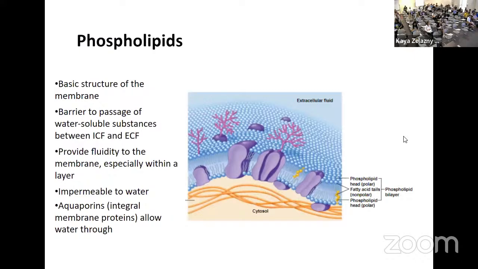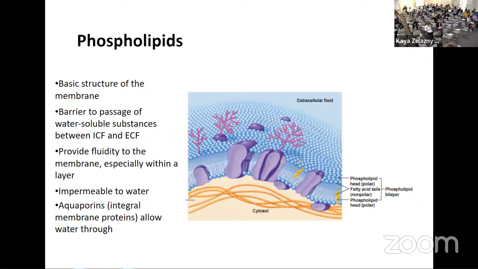So we're going to start with those phospholipids because they are the basis for the structure. The phospholipids make up most of the cell membrane. We saw that phospholipids naturally orient themselves in water in specific ordered structures because we have one side that's polar and likes water, and one side that's non-polar and hates water.